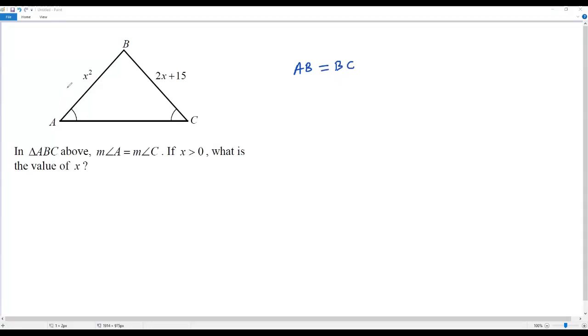Okay, what is the length of AB? It is given over here, that is x square. Okay, so now what is the length of BC? That is 2x plus 15. Okay, according to the question, we have to solve for x, and also x has to be greater than 0. Okay, actually we have a quadratic equation.